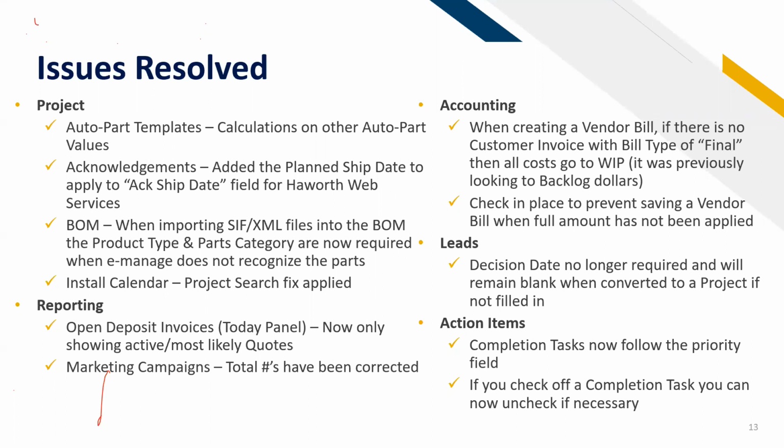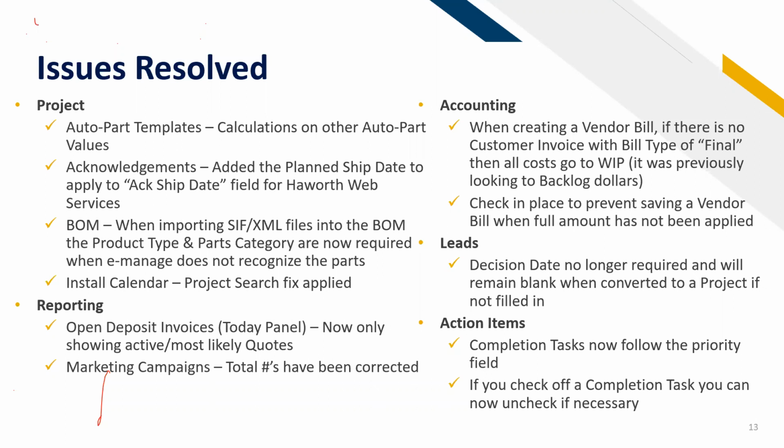In accounting, we went over that, but I just wanted to reiterate that when you do add a vendor bill, if there's no customer invoice with the bill type of final, all costs go to WIP. If there is a customer invoice marked as final and it's been fully invoiced, it'll go to COGS. So it was previously looking to backlog dollars and there was an issue there. So that bill type on your customer invoice has never been so important. So make sure that you're choosing final when it truly is the final. If it's a progress bill, choose progress.